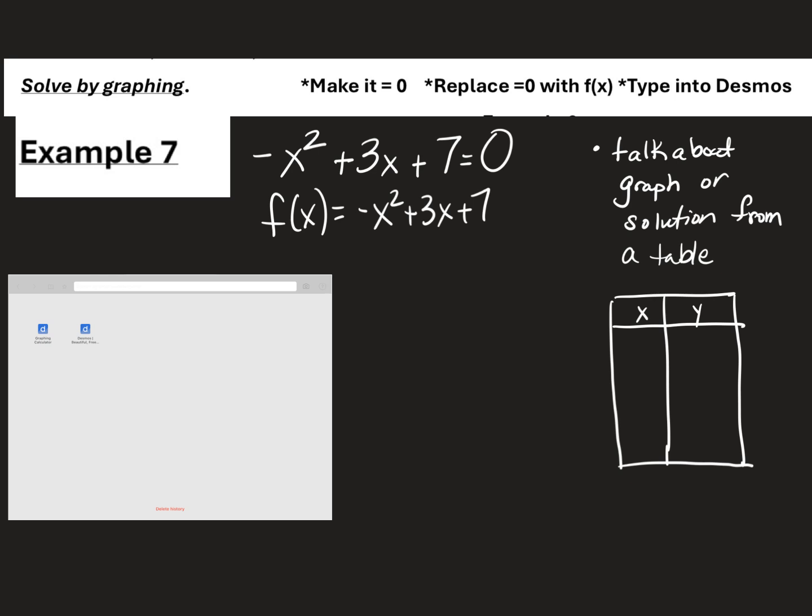Let me look at the graph. Okay, so hopefully you can look at the graph as well. It does not cross exactly at -1 or -2. It's between -1 and -2, and it does not cross exactly between 1, 2, 3, 4, and 5. It's between 4 and 5. And I want to show you how you know by looking at a table.